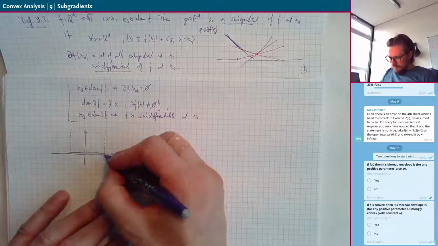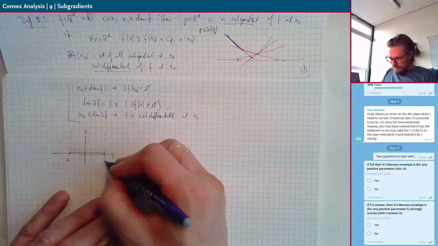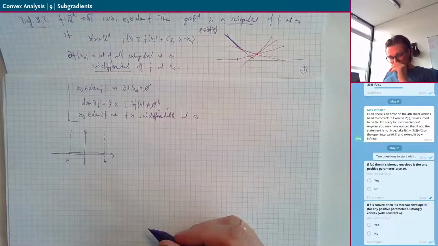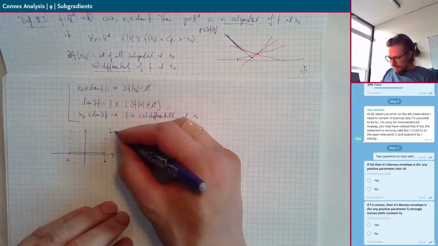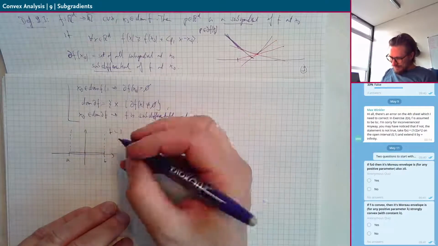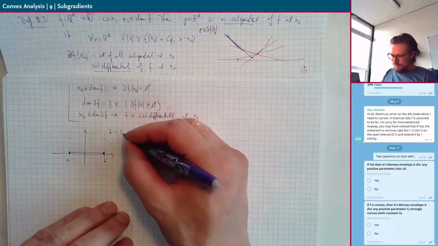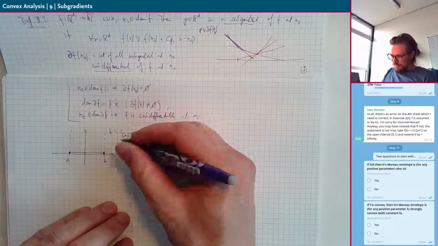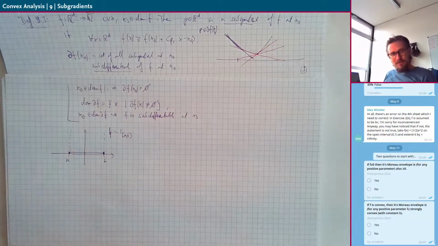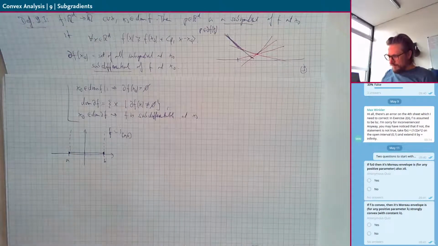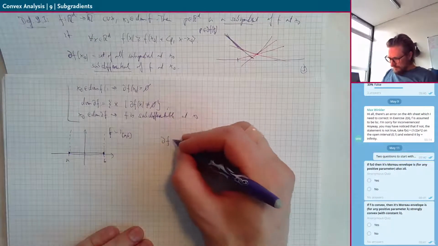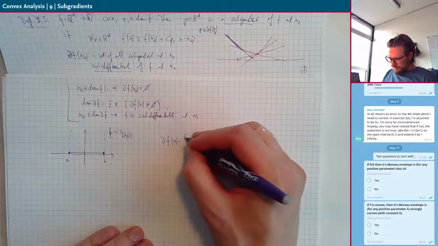So let's say here from A to B. Our f is equal to the indicator of, let's say, the closed interval, so that we have a convex and lower semi-continuous function: the indicator of the interval from a to b. So what do we have as slopes? Let's start writing down the subgradient, or the subdifferential.